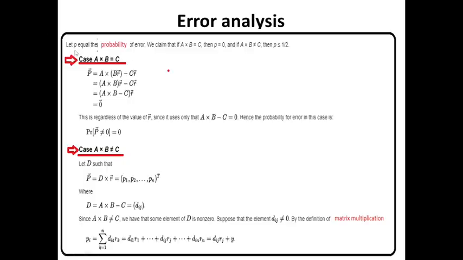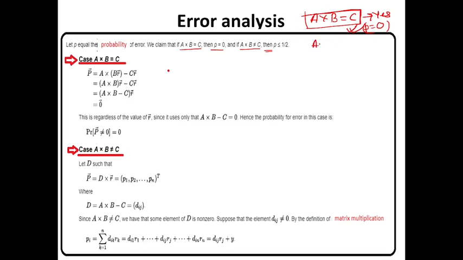So now you are going to see: let P equal the probability of error, and we claim that if A cross B equal to C, then the probability is 0. That means if A cross B equal to C, this is correctly done, then the probability of error is 0. There is no error. You are getting it correctly. So when A cross B is equal to C, that means everything is correct, everything is fine, and the error probability is 0 actually.